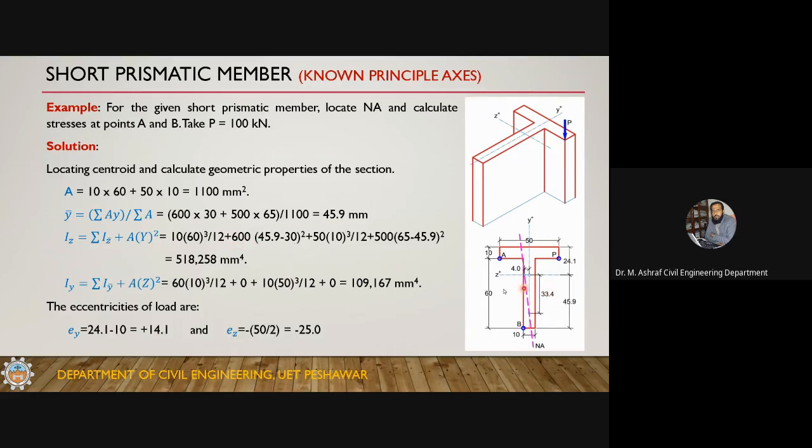So d is what? d is the distance between the composite centroidal axis and the centroidal axis of the individual area. In this case, the centroidal axis of the individual area is this one. This is the centroid of the individual area. So this distance is how much? This distance is 49.5.